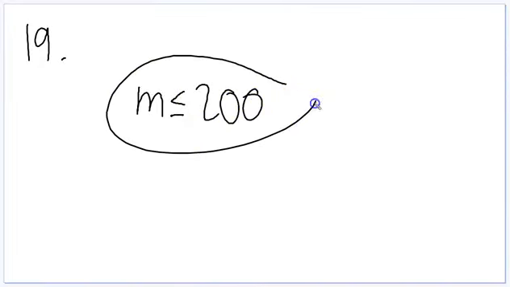Write an inequality for each sentence. This is the last problem. The scale's maximum load is 200. Maximum load, so we use M. And can it be 200? Yes, it can. Can it be greater? No. So it has to be less than or equal to 200. And that is your answer.